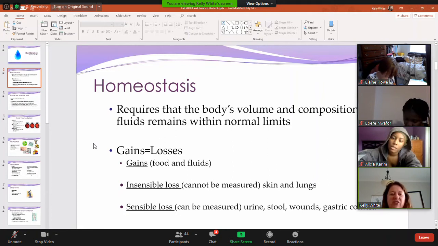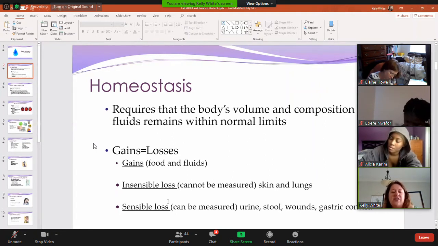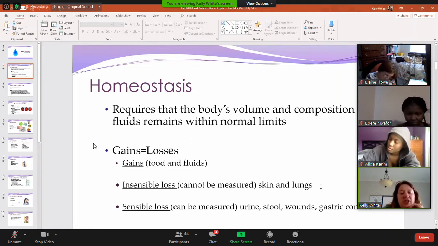We'll talk about gains and losses. Your gains, whatever you take in, like your foods and fluids, should equal your losses. You have two different types of losses. The first is insensible loss. These are fluids that you cannot measure, like sweat through your skin, or when you exhale, the condensation that comes out when you breathe and talk. That moisture is considered a loss, but it's not anything you can see or measure.